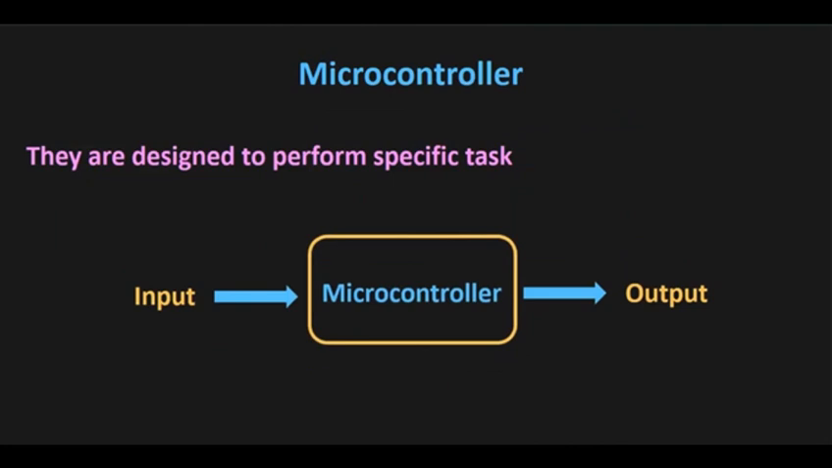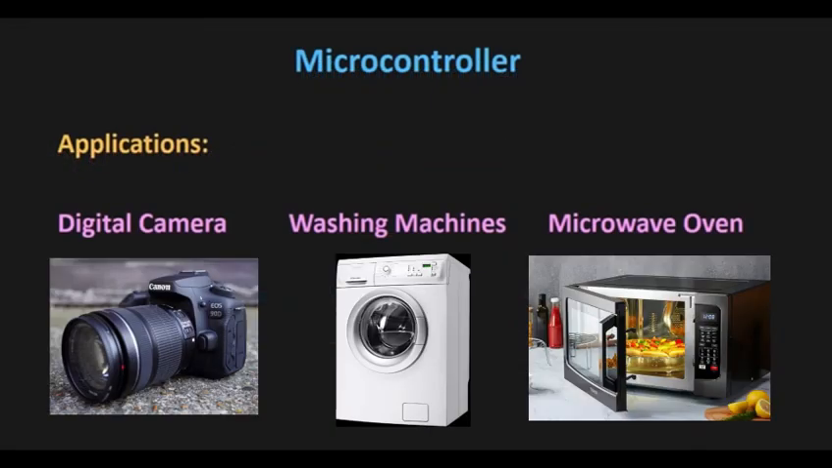Whereas microcontrollers are used for specific tasks. Basically, a microcontroller takes input, processes it, and gives output. In digital cameras, washing machines, and ovens, we can see the use of microcontrollers. That is, we can say that they are predefined.